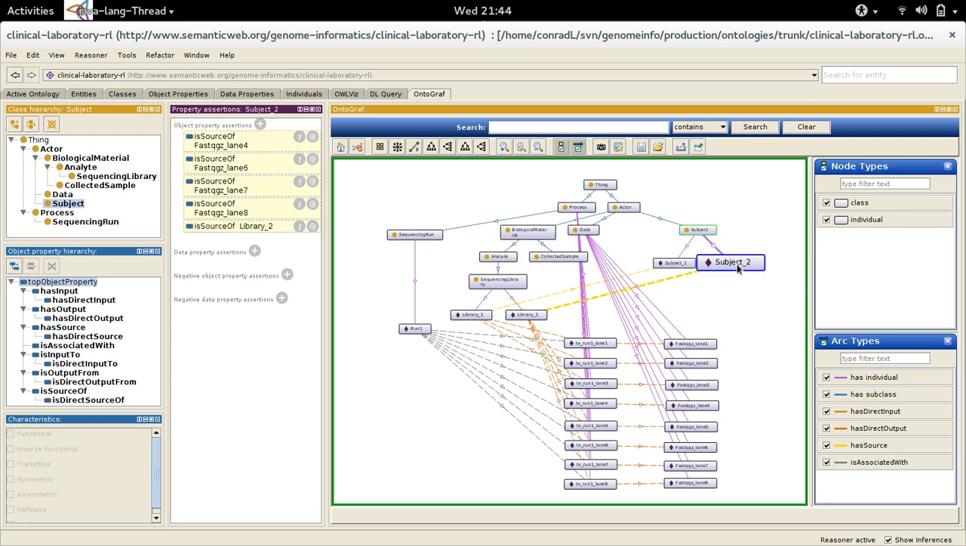Subject 2 is inferred to be the source of four of these fastq GZs. The fifth one is because I made an error in the assertion here, in that I stated that it had a direct output of a library. You can see the object property assertions in the pop-up window there say that it has a direct output of a library and a direct input of a fastq GZ, which is in fact the wrong way around.